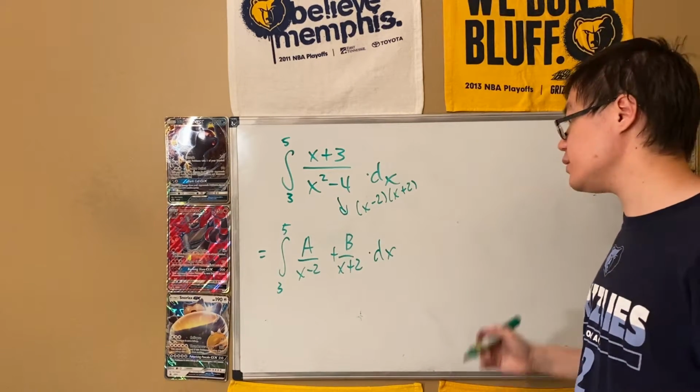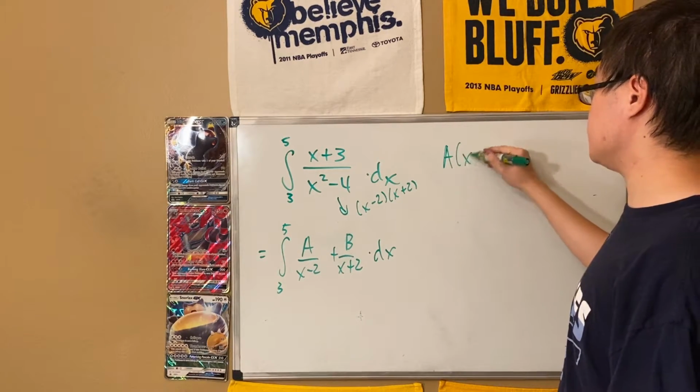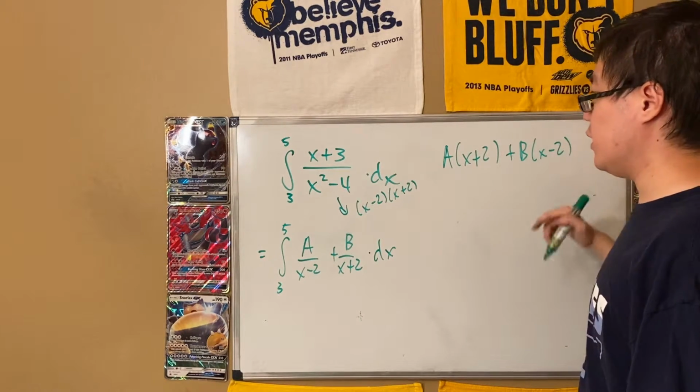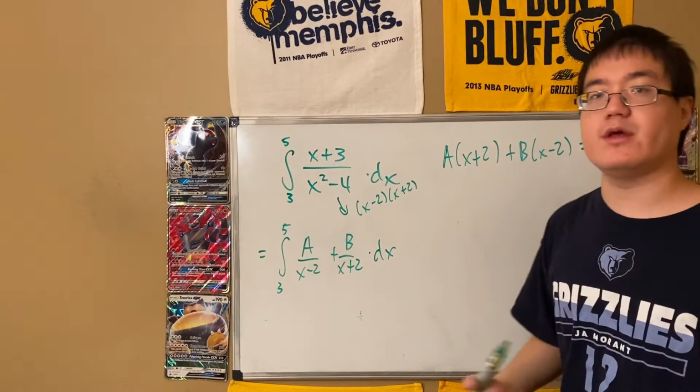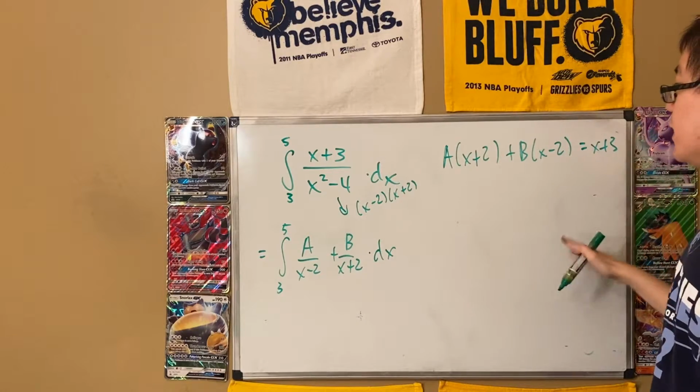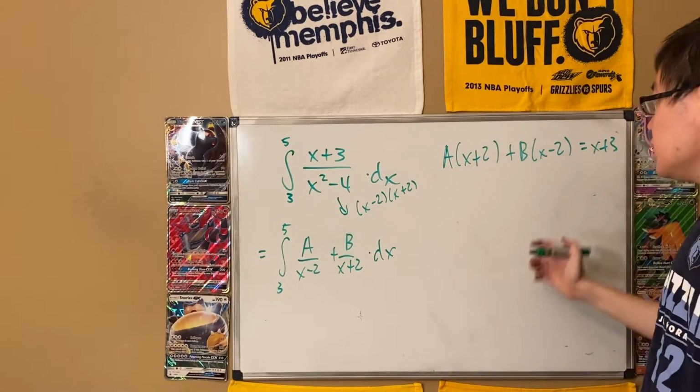They will both include a's and b's. So it's going to be a times x plus 2 plus b times x minus 2. What are we going to set it equal to? Well, it's going to be the original numerator. That looks like it's x plus 3. Then we're going to do x's and b's.